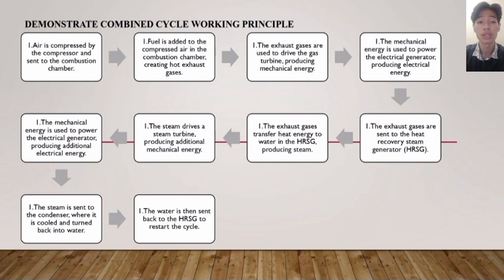The exhaust gases are sent to the heat recovery steam generator, which is HRSG. The exhaust gases transfer heat energy to water in the HRSG, producing steam. The steam drives a steam turbine, producing additional mechanical energy. The mechanical energy is used to power the electrical generator, which produces additional electrical energy. Then the steam is sent to the condenser, where it is cooled and turned back into water. Lastly, the water is sent back to the HRSG to restart the cycle.